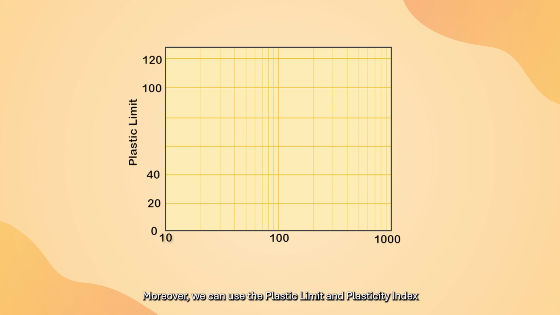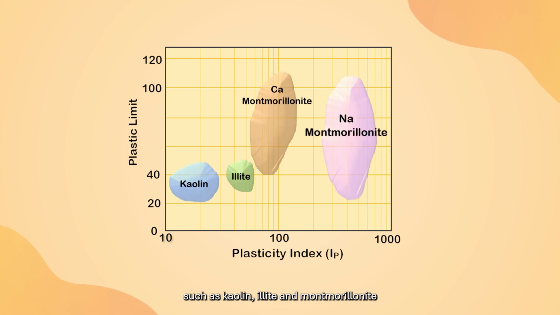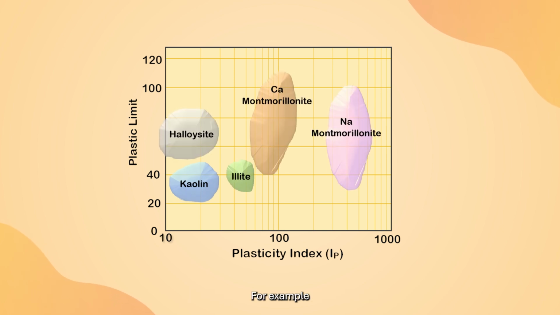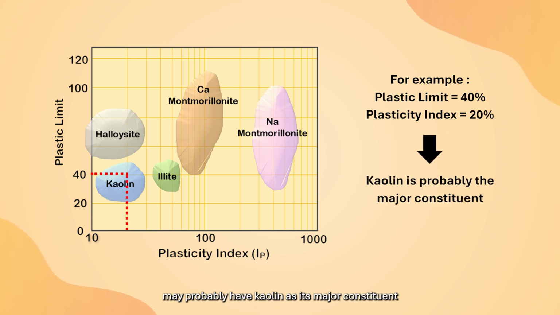Moreover, we can use the plastic limit and plasticity index to assess a soil's principal clay mineralogy such as kaolin, illite, and montmorillonite. For example, a soil that has plastic limit and plasticity index values as shown may probably have kaolin as its major constituent.